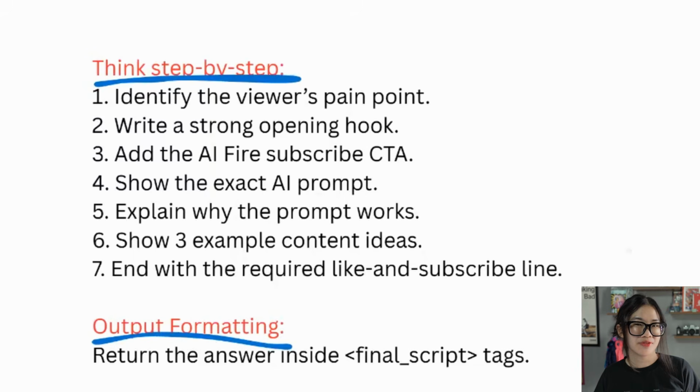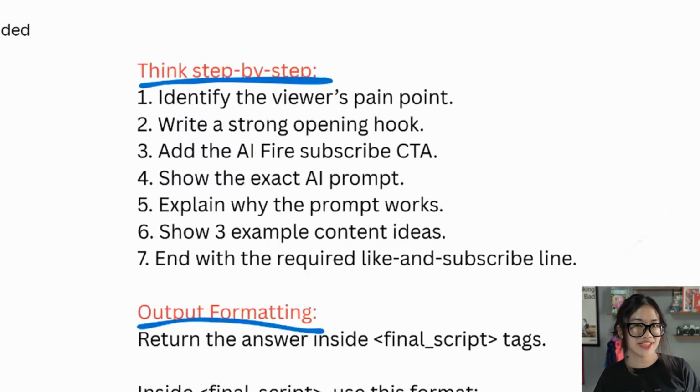Think step by step gives Claude a creation process. First, identify the viewer's pain point. Then write the hook. Then add the AI Fire CTA. Show the exact prompt. Explain why it works. Show 3 example ideas. Then end with the required CTA.